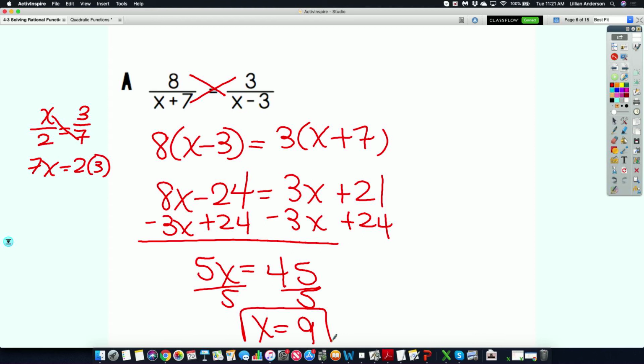Check for extraneous solutions. Now you can easily check by plugging in. So this would be 8 over, what's 9 plus 7? 16, equals 3 over, what's 9 minus 3? 6. 8 over 16 reduces to 1/2, and 3 over 6 reduces to 1/2. So since it works, that's your solution. And you always make sure the left side equals the right side, but a shorter way to check is to see if plugging 9 into your denominator gives you 0. It's another quick way. Some of y'all don't like to check anyway.